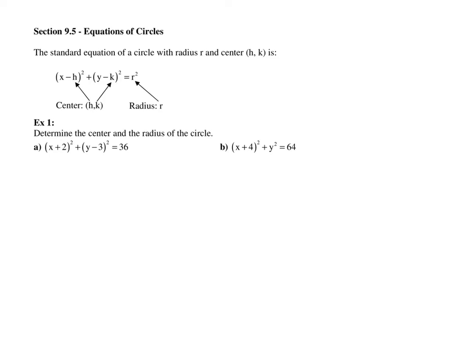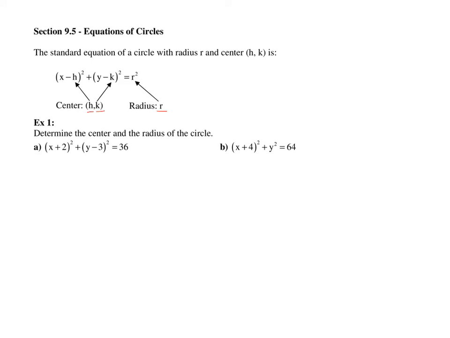For lesson 9.5, we're working with equations of circles. Now the standard equation of a circle with radius r and center (h, k) is (x − h)² + (y − k)² = r². H and k represent the center of the circle, and r is the radius.